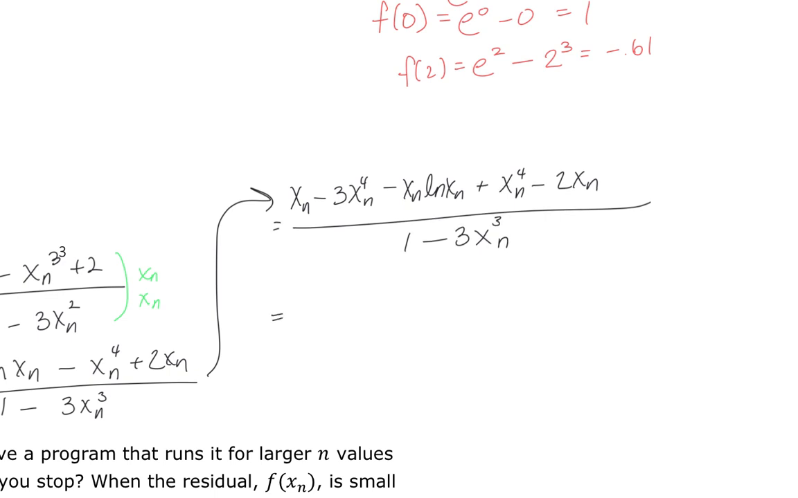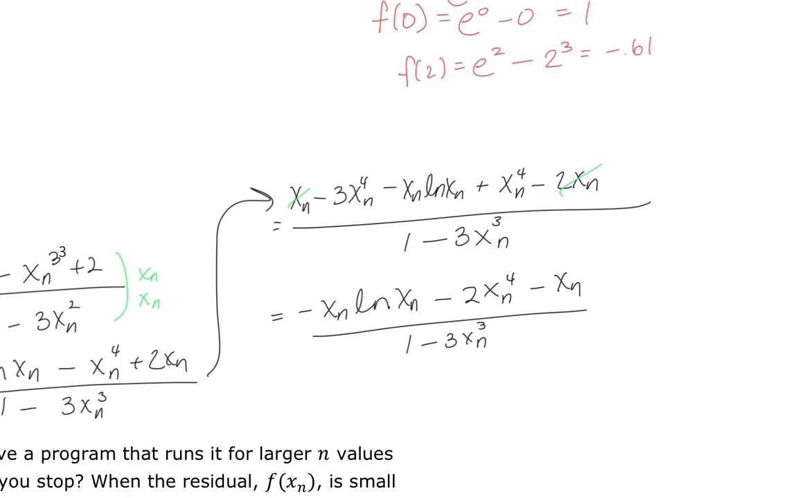And we have some, not cancellations, but we have some combining that will happen. Those will combine. So I have negative x sub n, the natural log of x sub n. And then I have minus 2x sub n to the 4th power, and then minus x sub n, all over 1 minus 3x sub n, the quantity cubed. Now this is x sub n plus 1.